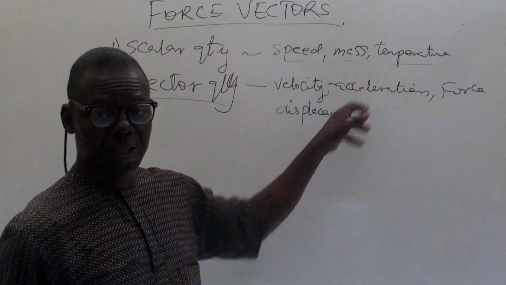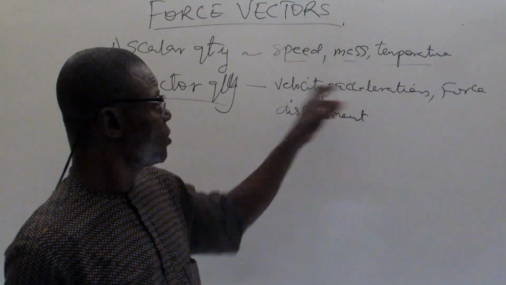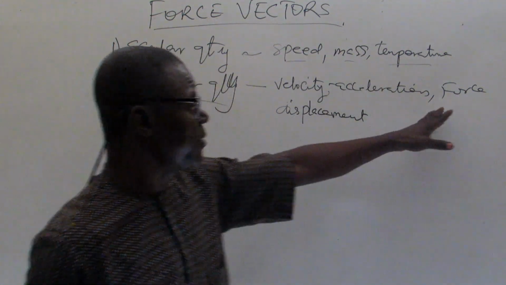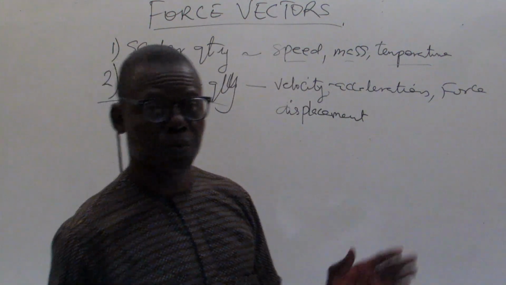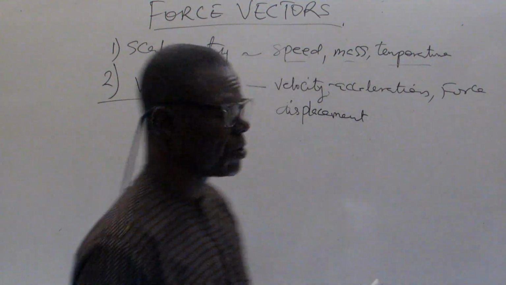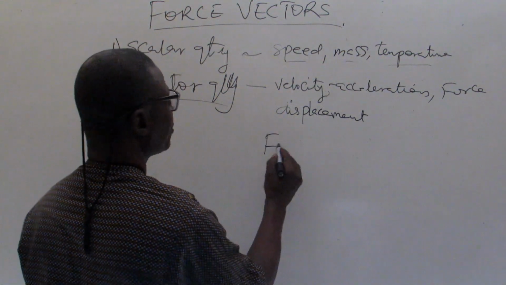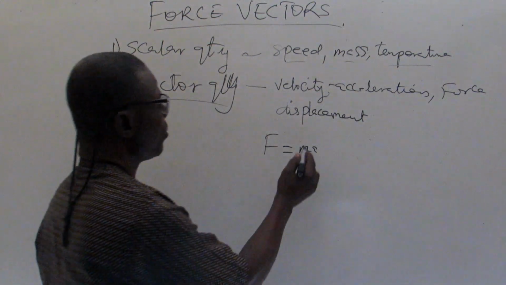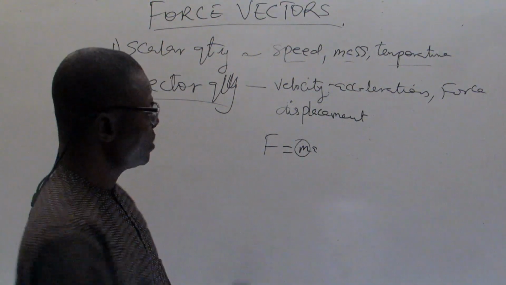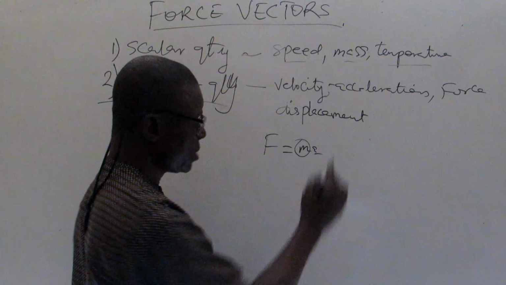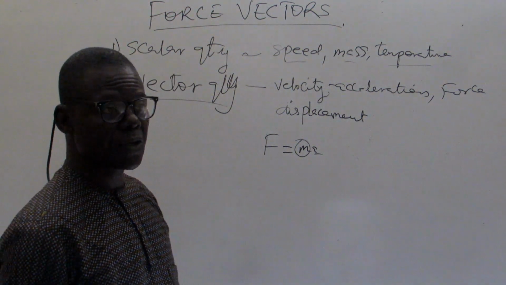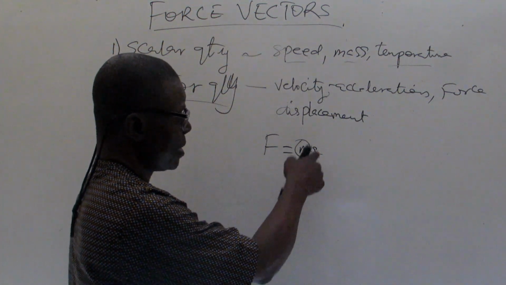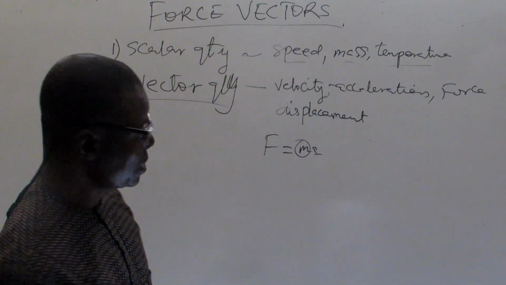While acceleration is the rate of change of velocity with time. How is the velocity changing with time? And then force, which denotes a push or a pull in a particular direction. We know that, as I said, force is given as MA from our first lecture. M stands for the mass, which is a scalar quantity, and acceleration is a vector quantity. Therefore, it makes force a vector quantity.